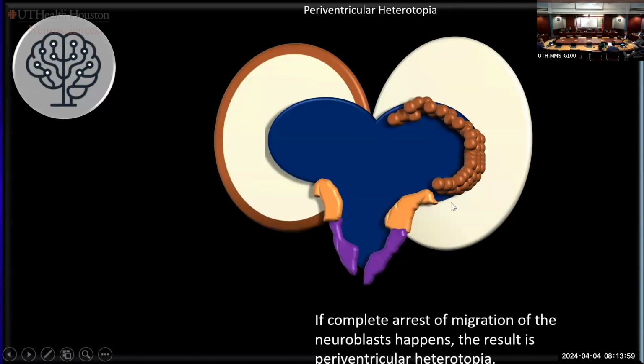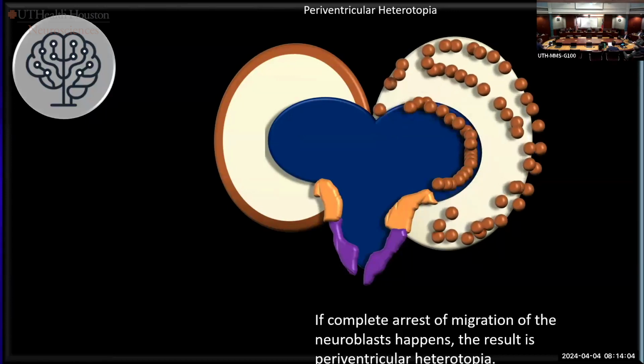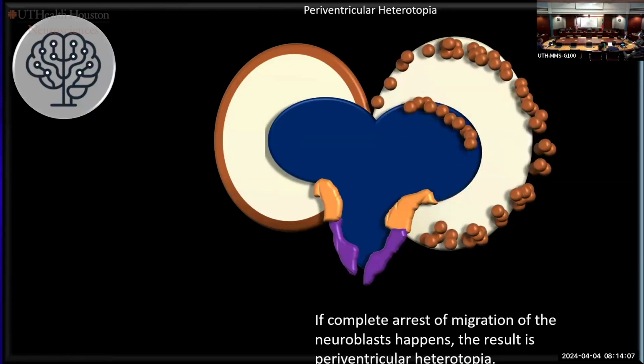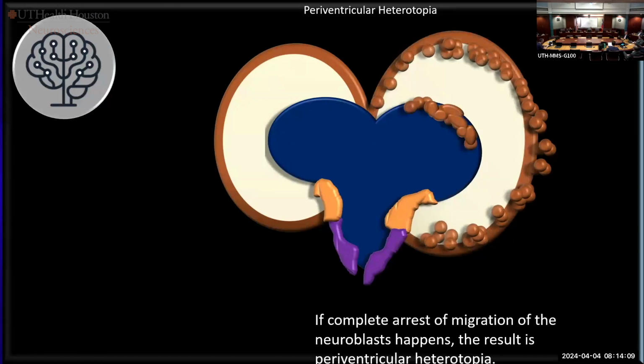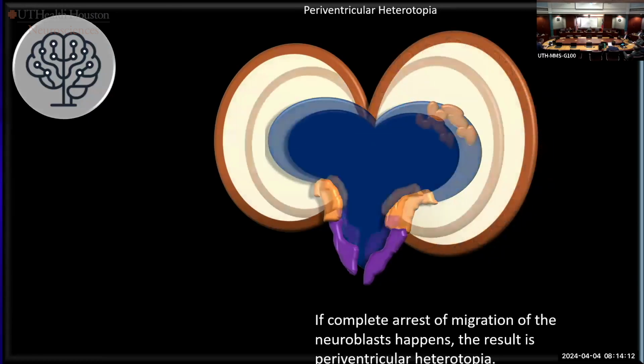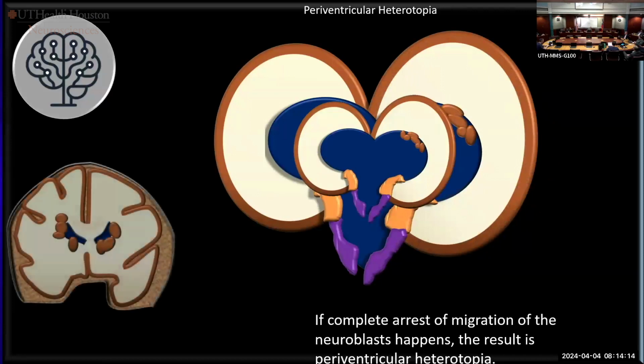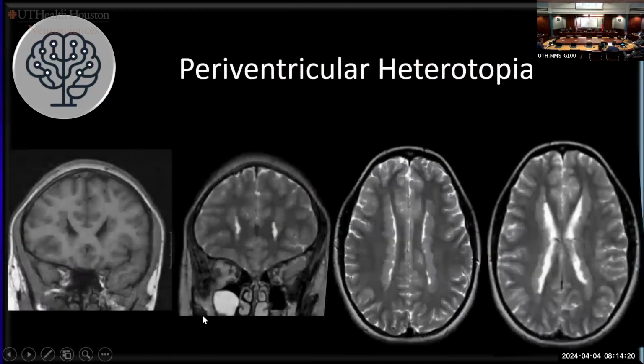So what happens if you're trying to migrate, and these migration waves just get stuck where they were originally? They become these clumps of gray matter that you're going to see directly in the periventricular white matter. This incomplete arrest is what we call periventricular heterotopia. That was one of the cases I showed initially, right? These tend to be hard to see because they're so symmetric, but you see that there's a nodular abnormality around the ventricular system.